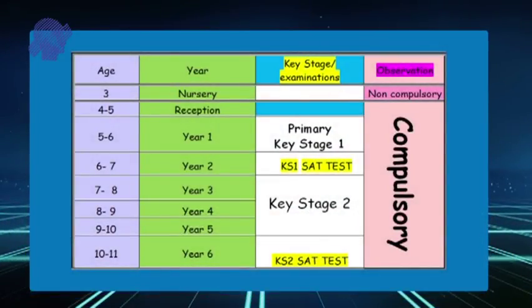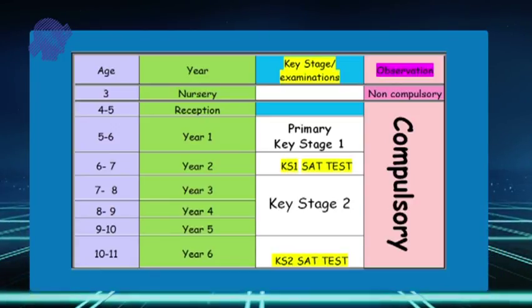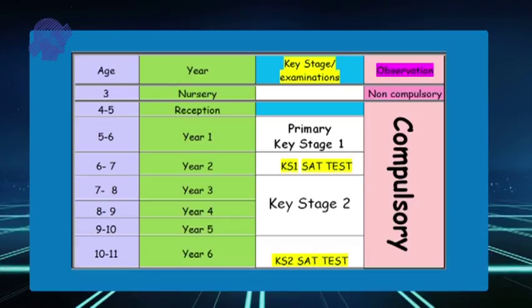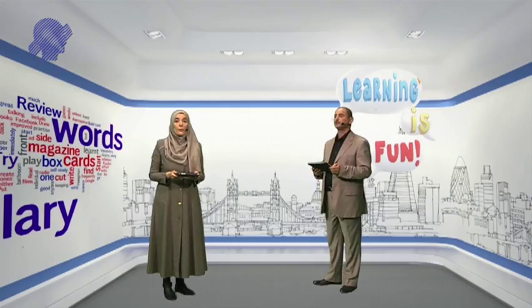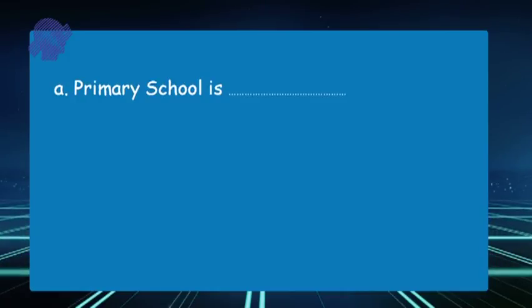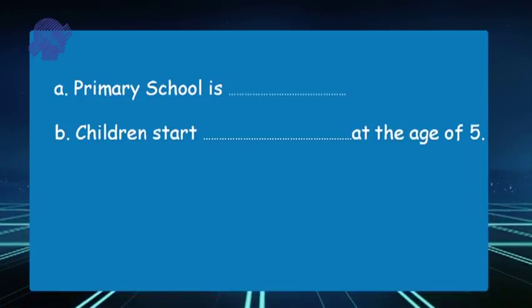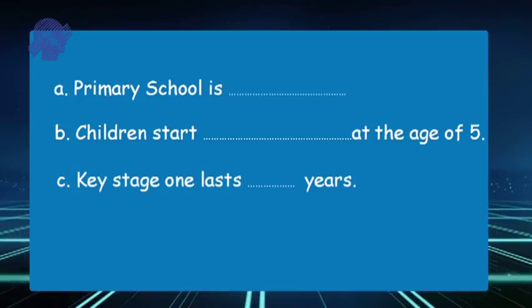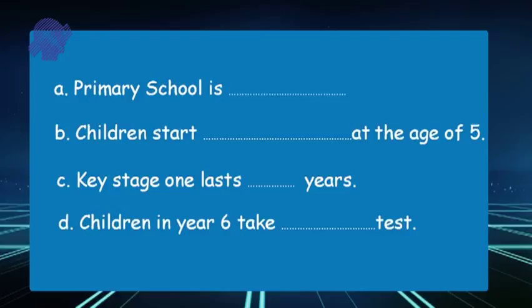So, as you can see, from age 5 to 11, children attend primary school and take two exams, the KS1 SAT test and the KS2 SAT test. All you have to do in this activity is to complete the sentences after you study the diagram. Sentence A, primary school is. Sentence B, children start at the age of 5. C, key stage 1 lasts years. D, children in year 6 take a test.